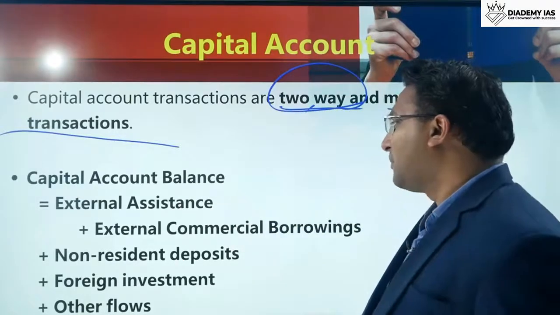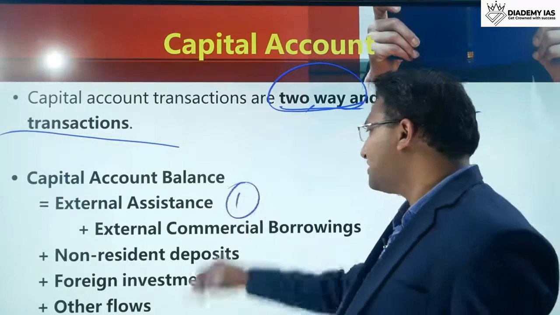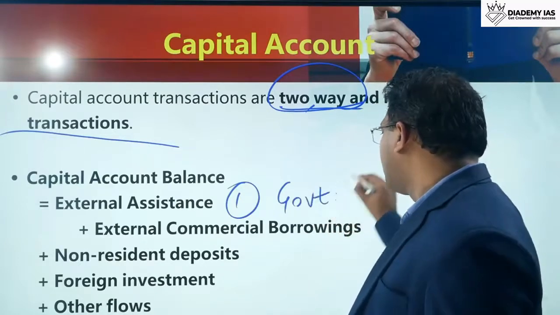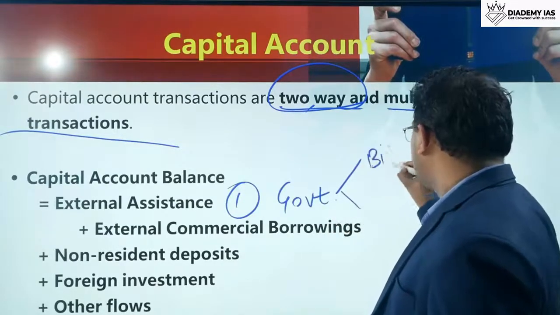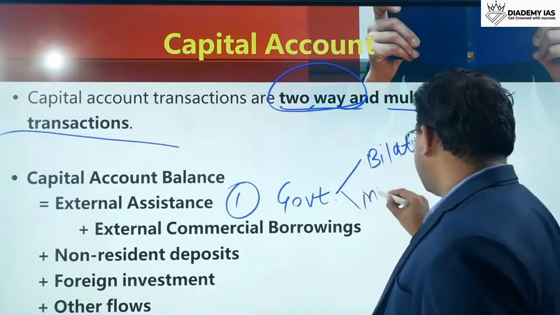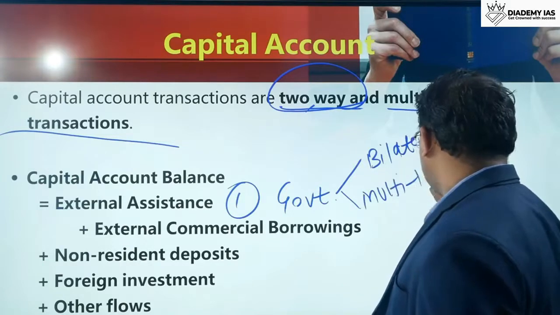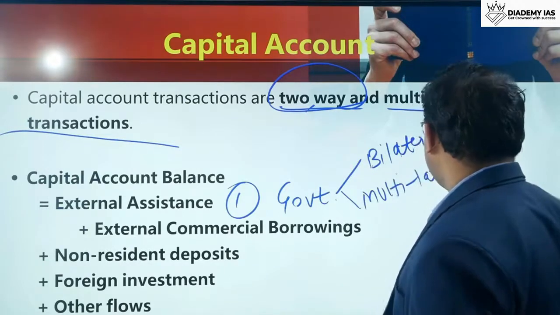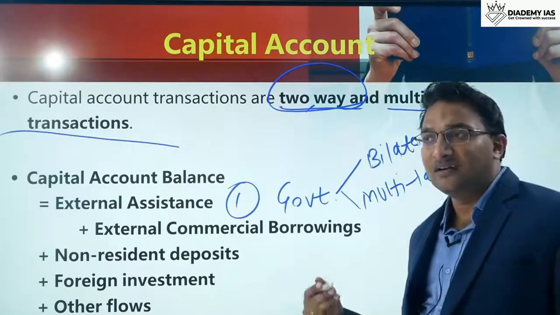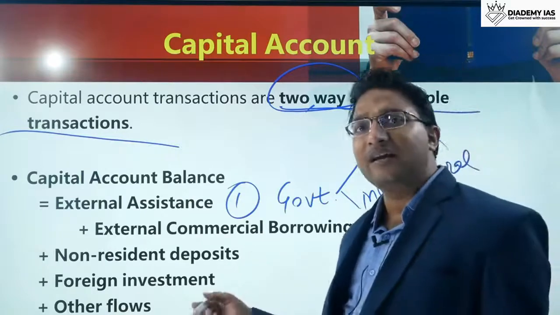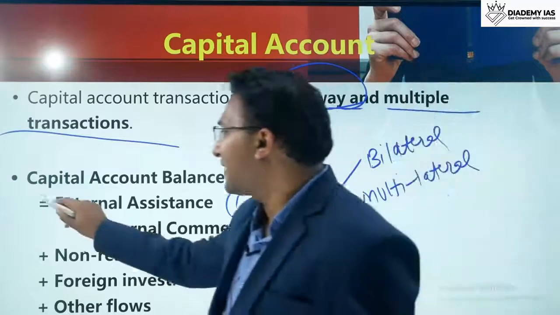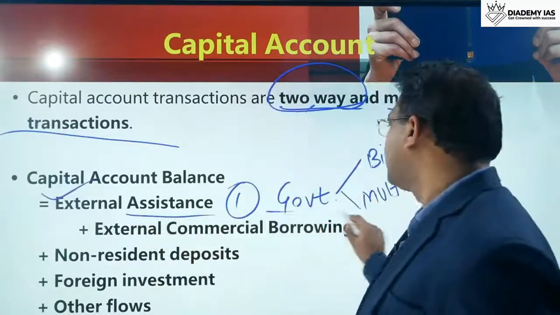Capital account balance. How do we determine? First item is the external assistance. This is basically the loan taken by the government, right, from the bilateral and multilateral agencies. Bilateral means from some other country. Multilateral means from some other group of countries like SAARC, it may be World Bank, it can be IMF, it can be any other organization. So first item is the external assistance or the government loan.